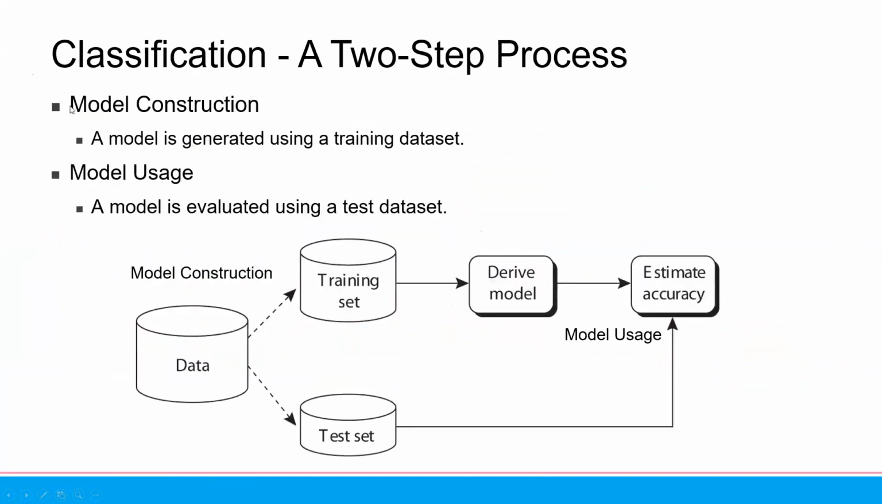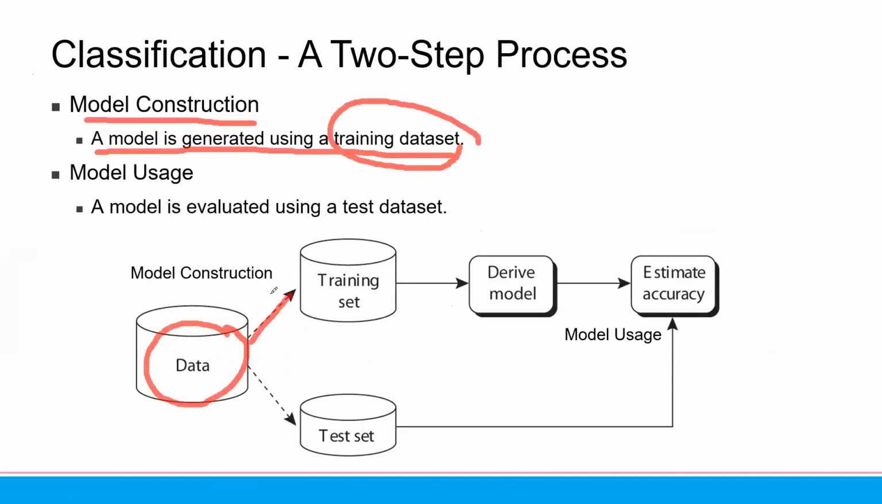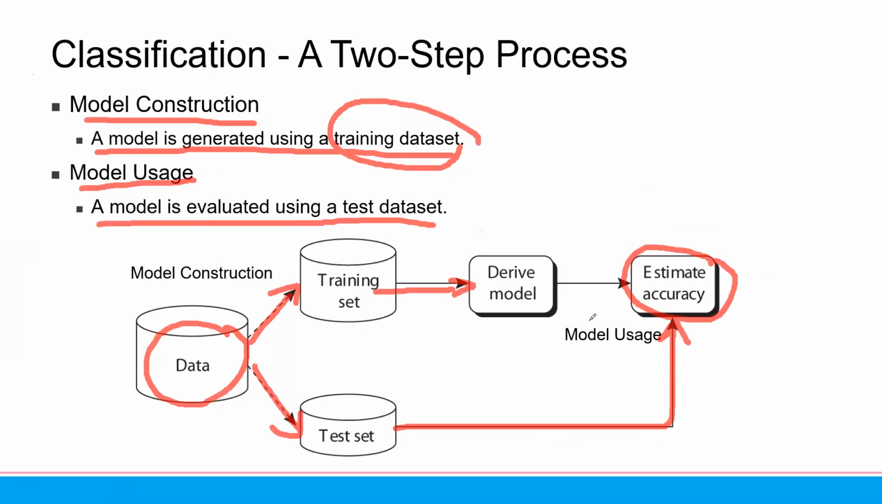So this is the diagram to show it. We have the model construction. It means the model is generated using the training data set. We have the data, and we split it into two: training and test set. After we have the training set, we can make a model. In order to check the model, we use the test set and we can estimate the accuracy. The second one is the model usage. It is to evaluate the test data set.